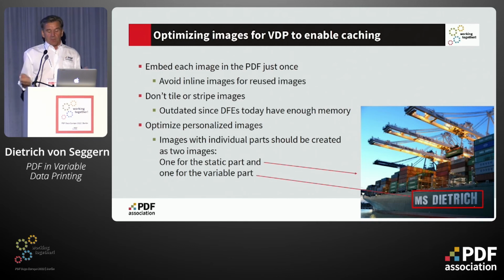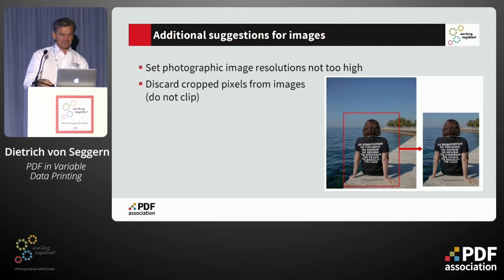And then what I find a demanding suggestion is, sometimes we have personalized images, and then the suggestion is to divide these images into two parts, so that one part of the image has the static part, and the variable part, which in this case would be Ms. Dietrich, is the variable part. Printers would really love you if you do so, but of course, either you have a very intelligent workflow beforehand, or you have a giving designer. Yeah, that is basically the same.